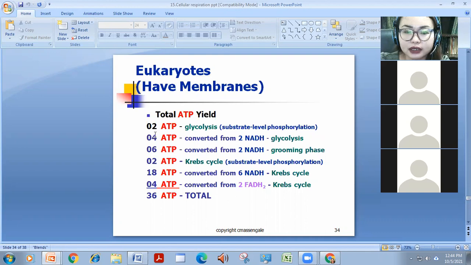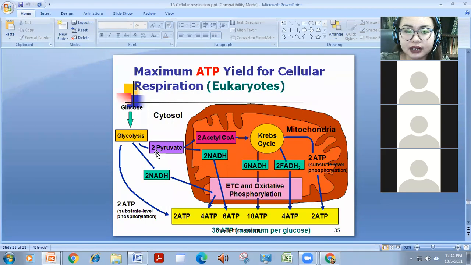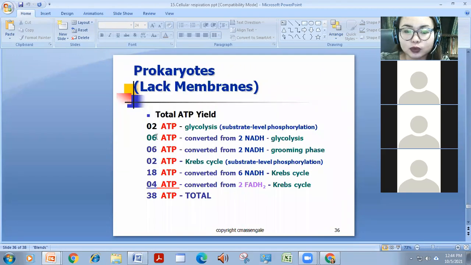So here in the second step, which is 2, 4, 6. But in the prokaryotes they have 2, 6, 6. So this is their difference in the second step.